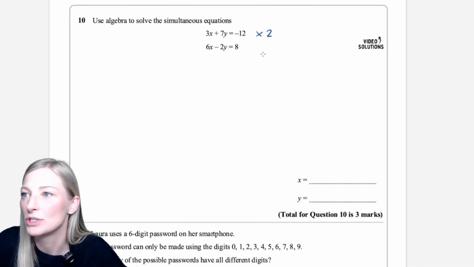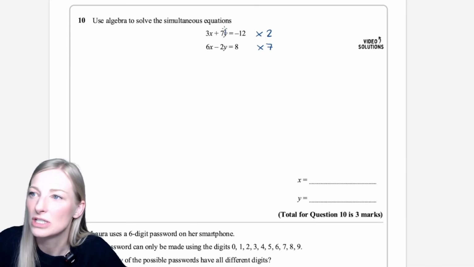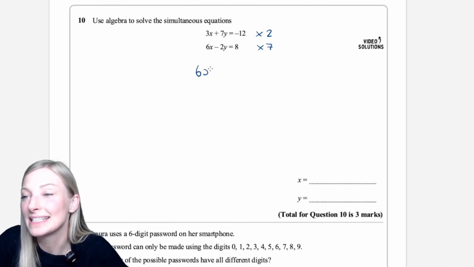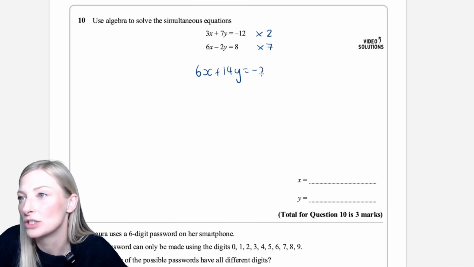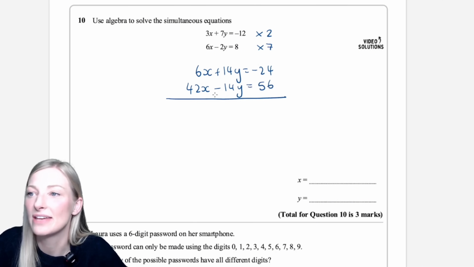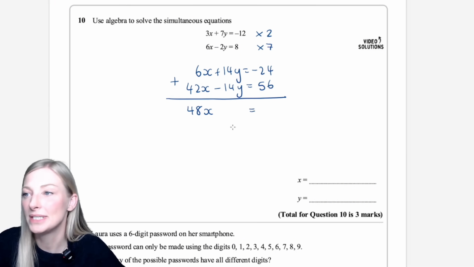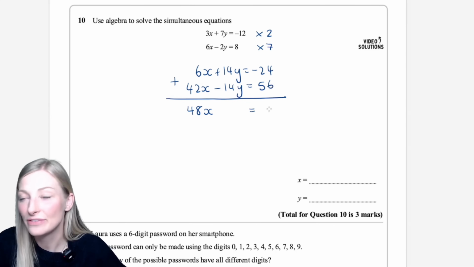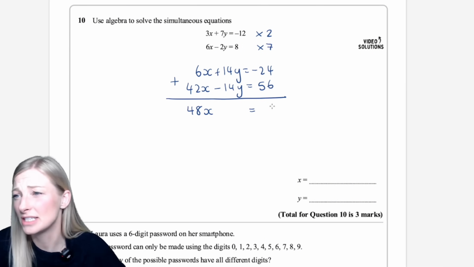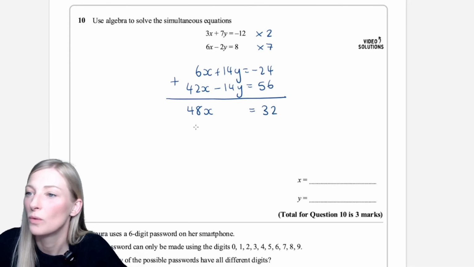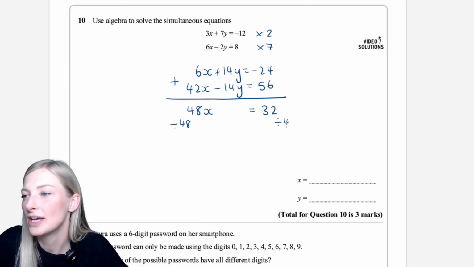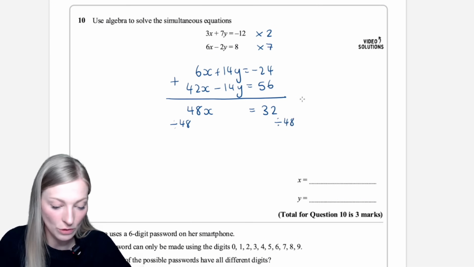I'm going to multiply the top one by 2, I'm going to multiply the bottom one by 7 in order to make both of these 14. So that would be 6x add 14y is minus 24, and at the bottom 42x minus 14y is 56. And now because I've got one positive and one negative, I'm adding, and I just find that slightly easier and find it tends to go wrong less often, but completely up to you. 48x then, and minus 24 add 56 is going to bring me up to 32. We're then going to divide both sides by 48, and 32 divided by 48 is going to be 2/3.